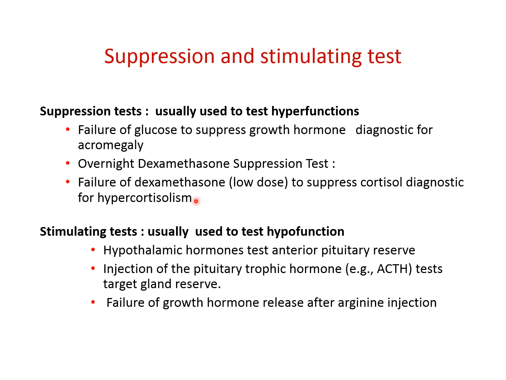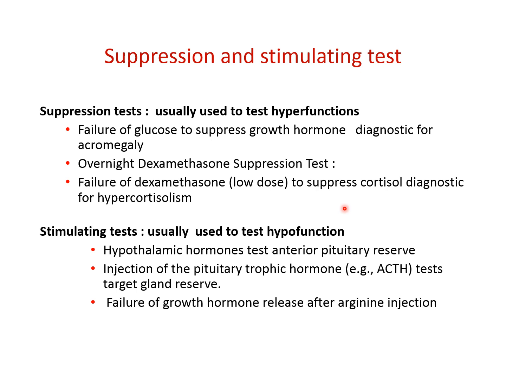Sometimes if you want to see if you have hyposecretion in the adrenal cortex, you give an ACTH challenge test, stimulating it. So the stimulating tests, as I just mentioned, are usually used to test hypofunctions, especially for hypothalamic hormones. If you have, for example, somebody who has delayed puberty, you could try to give pulsatile injections of GnRH to stimulate LH and FSH release from the pituitary gland, and hopefully to restore reproductive function.